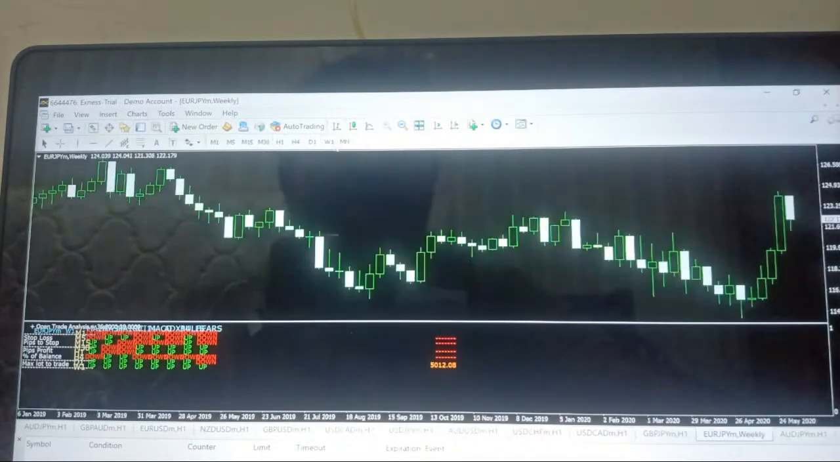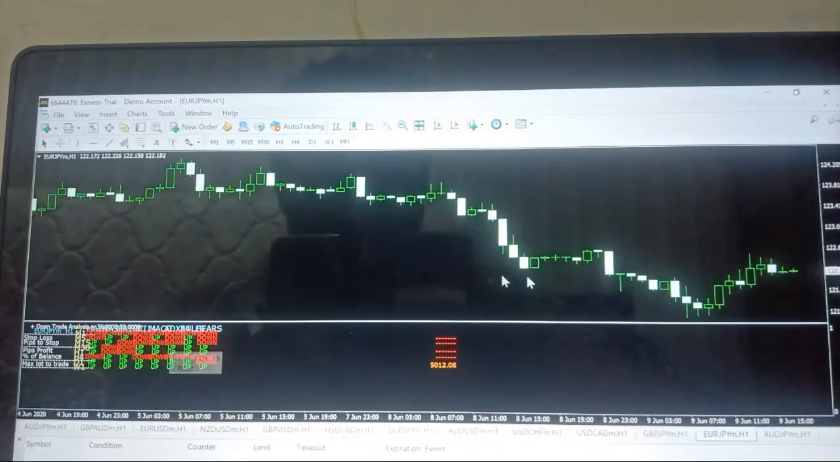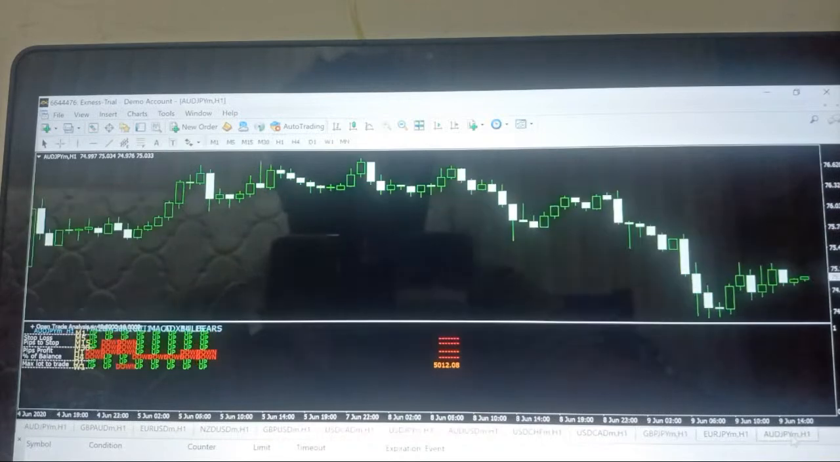And if we go to the weekly chart, then it's still indicating us that we should go up into the Euro JPY. The price is lower, so guys, we have chances to buy Euro JPY if you are following this trend indicator dashboard. So it's simple. Next I'm going to talk about AUD JPY.